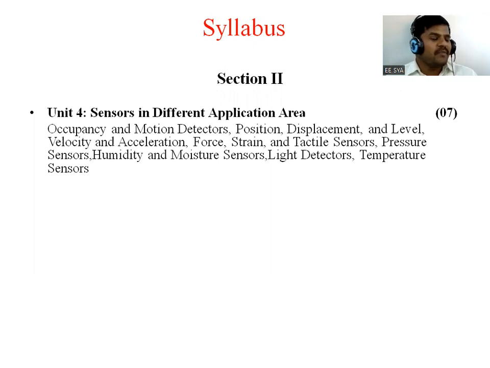Again, for measurement of acceleration, we want to use some sensor. Then for measurement of force, there is the strain gauge. Then the tactile sensor and pressure sensors. To measure humidity or moisture, there are humidity and moisture sensors. Then to detect light, there is a light detector. Again, temperature sensors. So these are the different types of sensor used for different types of application.